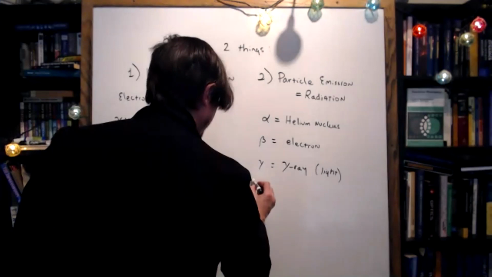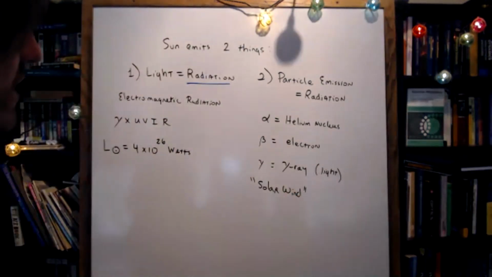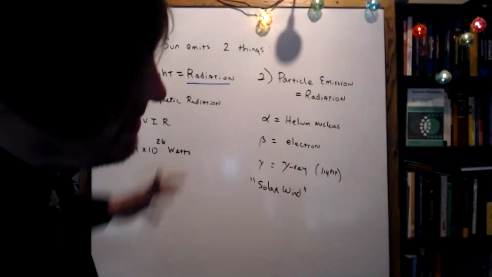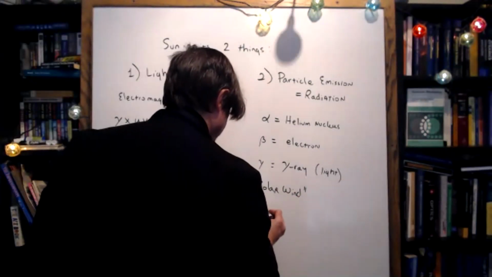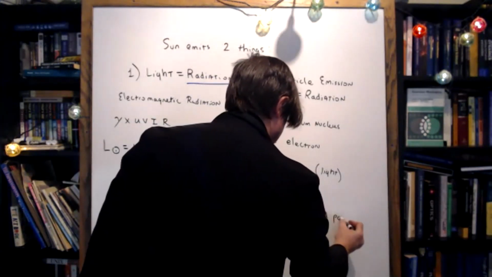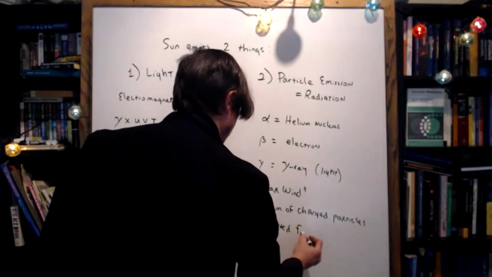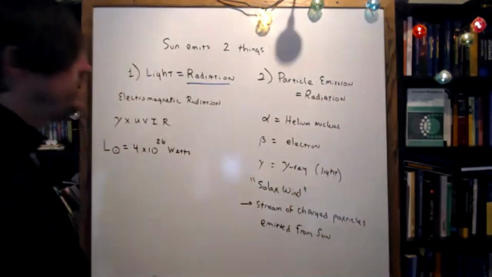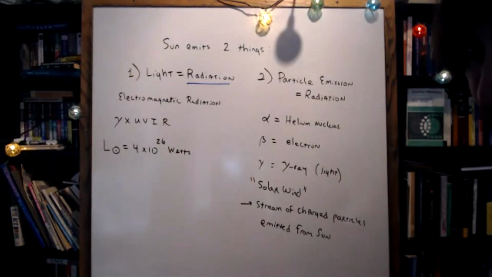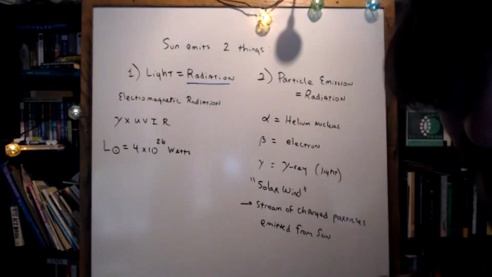On the particle emission side, we call it the solar wind. The solar wind is a stream of charged particles that's constantly being emitted from the sun. The solar wind has a profound effect on the planets in our solar system, which is why I'm talking to you about it now. But in fact, it's going to turn out the solar wind is actually related to the creation of the aurora borealis on Earth. But we'll get to that next class. I want to do some other things today.